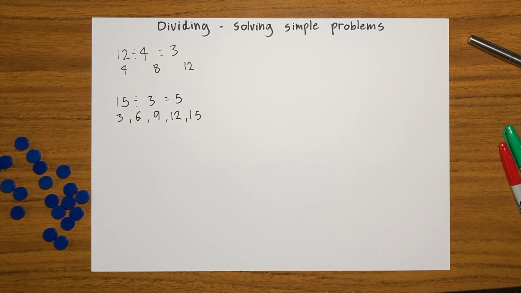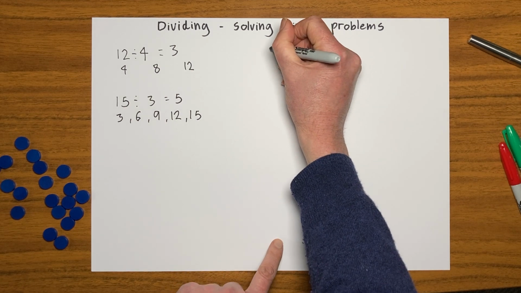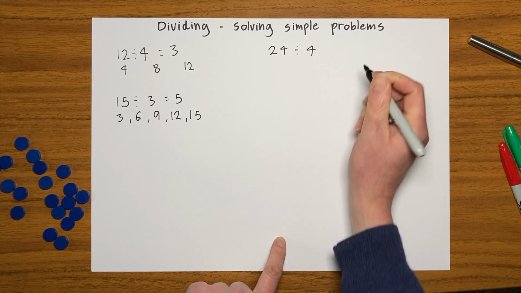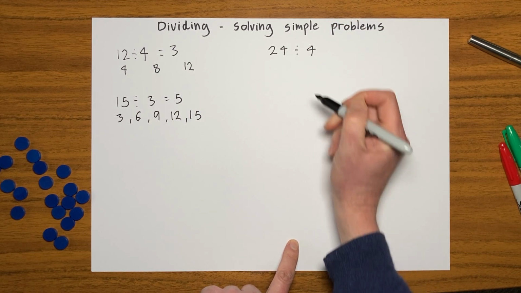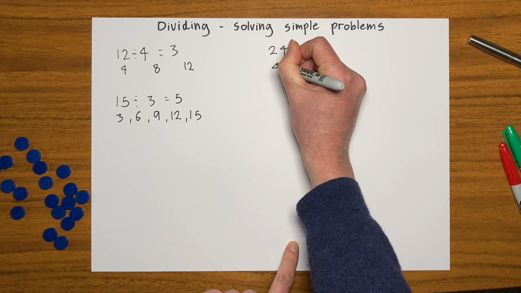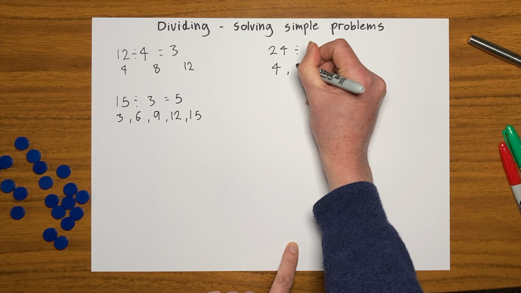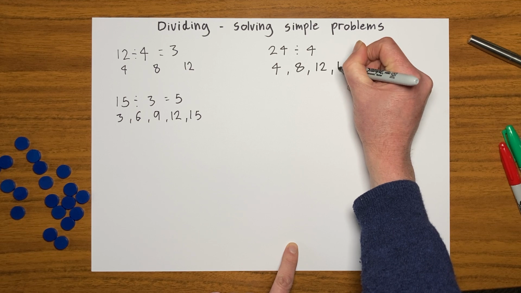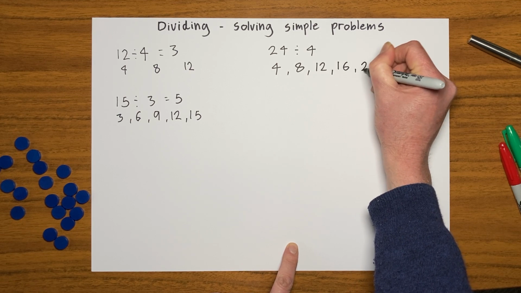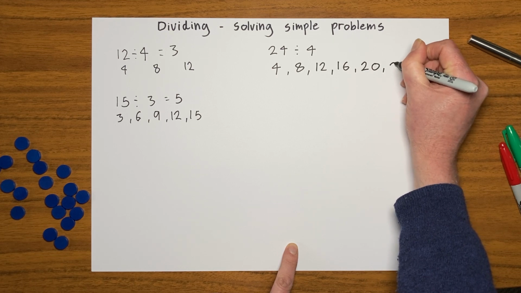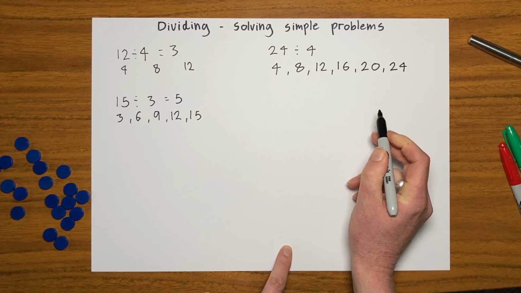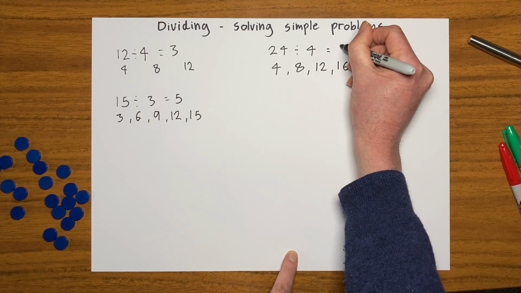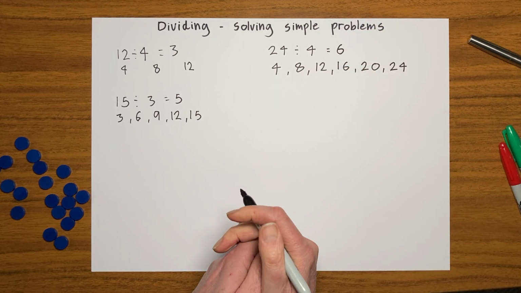Let's do it now without using the counters. Let's go for 24 divided by 4. So I'm saying how many groups of 4 are there in 24? Well, that's 1 group of 4. Another group of 4 would take me up to 8. Another group of 4, 12. Another group of 4, 16. Another group of 4, 20. And another group of 4, 24. How many groups altogether? 1, 2, 3, 4, 5, 6. And I can keep on doing this over and over again.